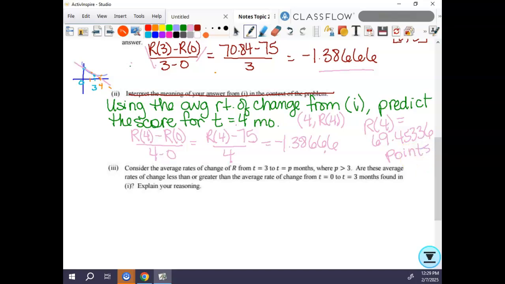Do we expect it to be less than the 70.84? Because we expect it to go down, right? Because of what the graph is doing. And remember, this is an estimate, but it is an underestimate for the actual number. We don't know what the actual number is. That's okay. What questions do you have?